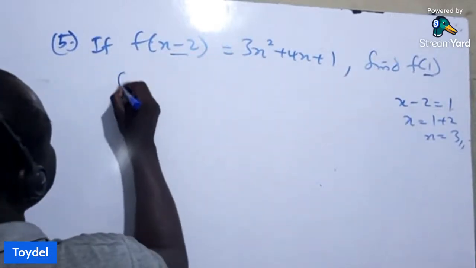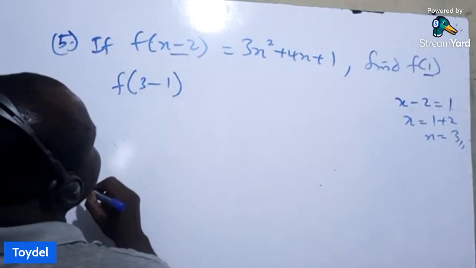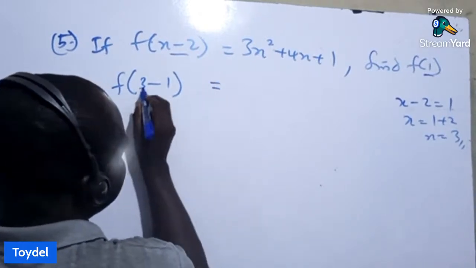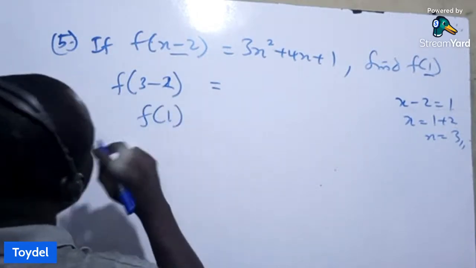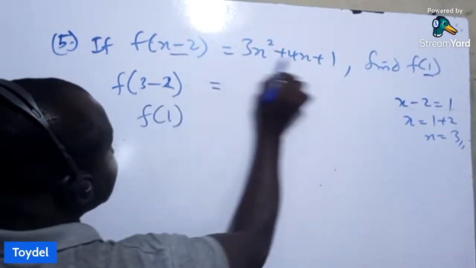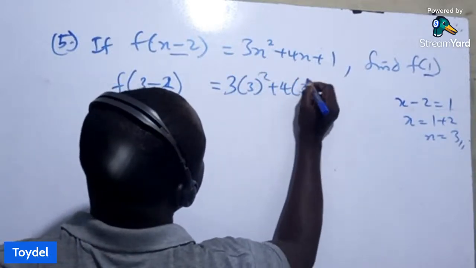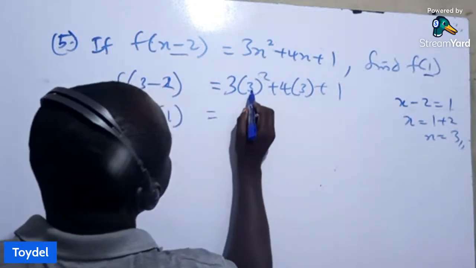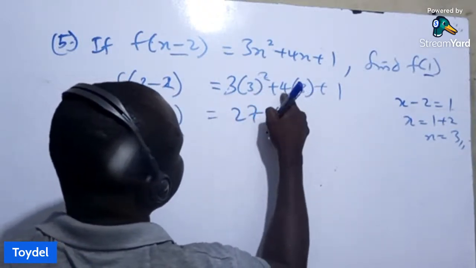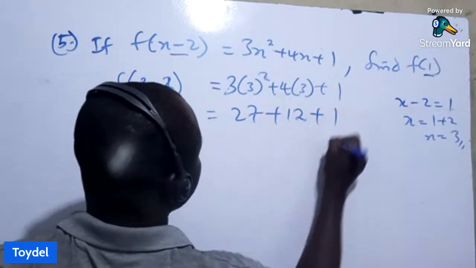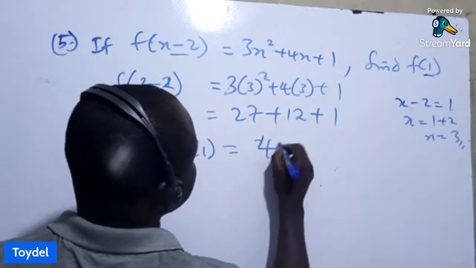That is, you say f of (3 minus 2) is equal to f of 1. So we'll substitute for x when x is equal to 3 here. We now have 3 times 3 squared plus 4 times 3 plus 1. Then here we are going to have 3 times 9, that is 27, plus 4 times 3, 12, plus 1. So f of 1 at the end of the day is going to give us 40.